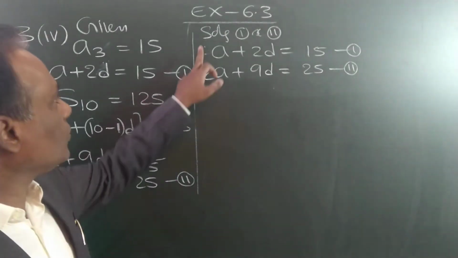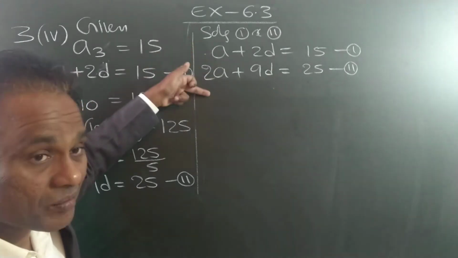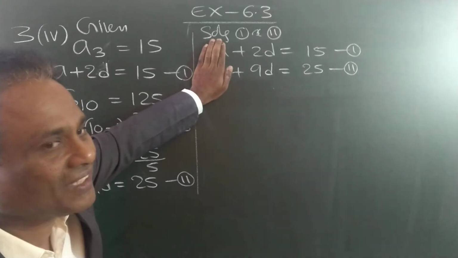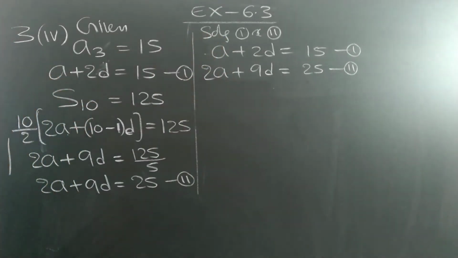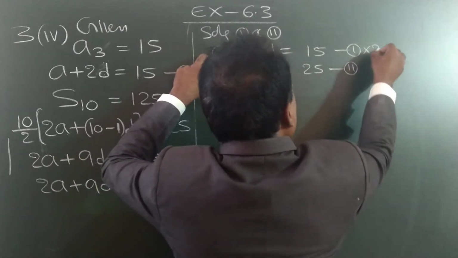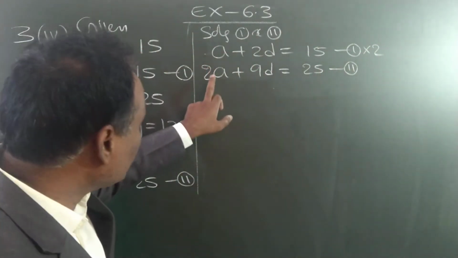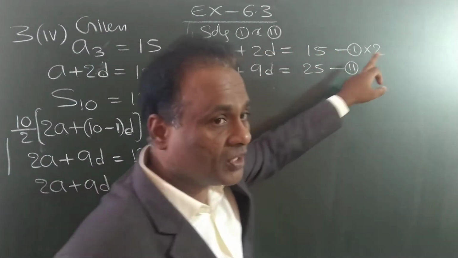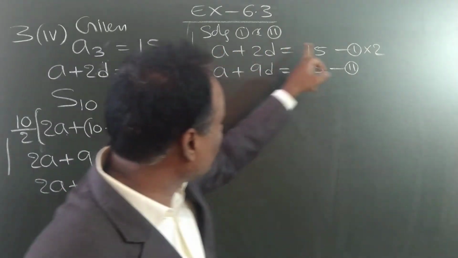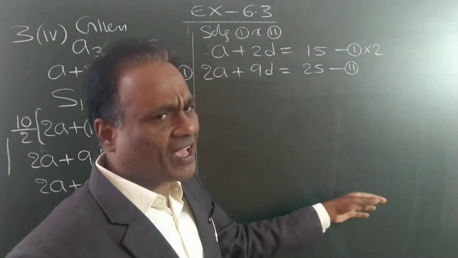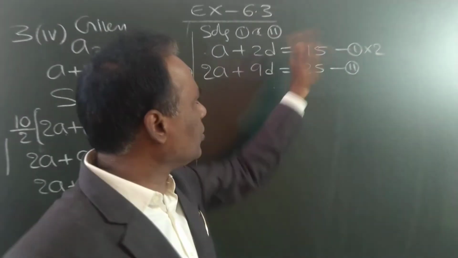So to do that, first we have to make these two the same. If this is 2a, this is also 2a, and 2a minus 2a becomes 0. To make this 2a, I am multiplying it with 2. Take this coefficient, 2, and multiply the first equation with it. If you multiply the equation with any number, there is no change in the value. We can do the same operation on both sides.